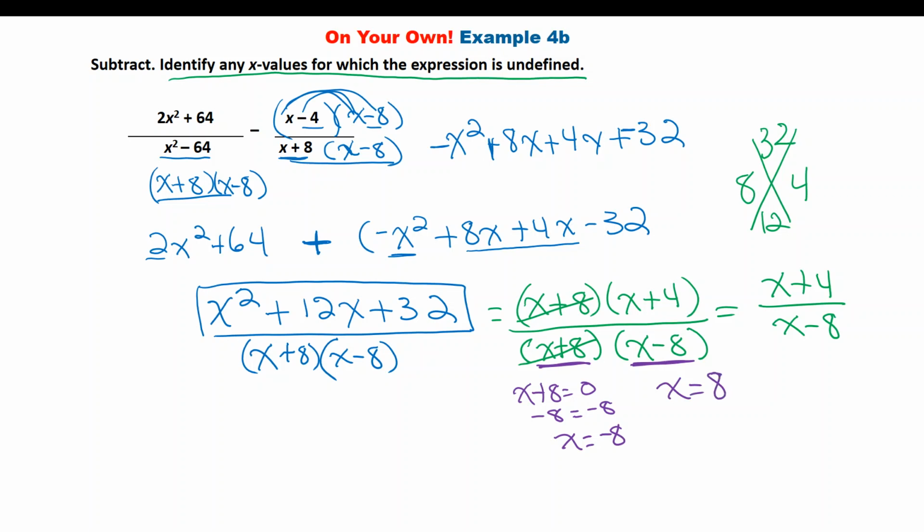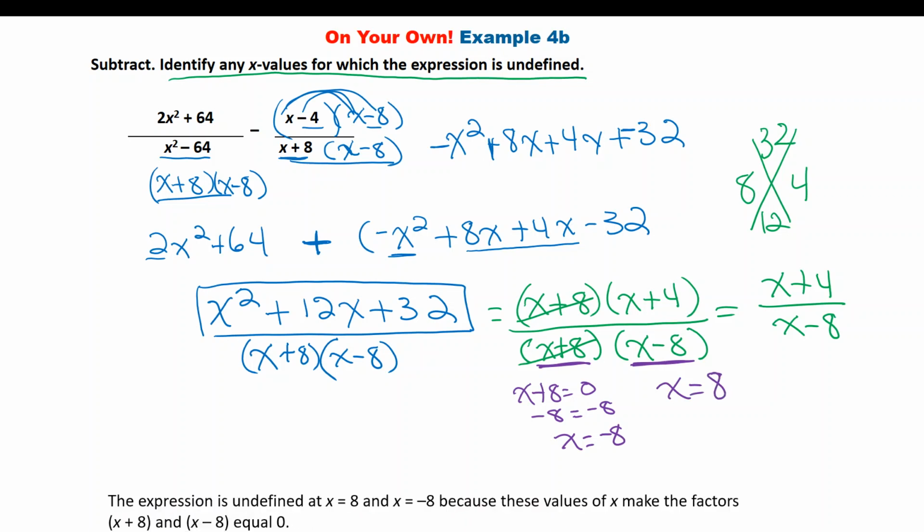All right, so when x equals negative 8 or x equals positive 8, these make the expression undefined because these values make the factors x plus 8 and x minus 8 equal 0. And when they equal 0, we have an undefined expression. Okay.